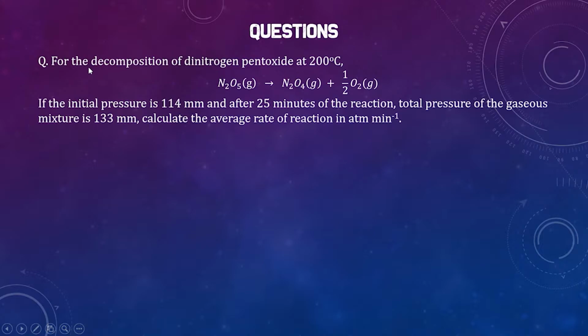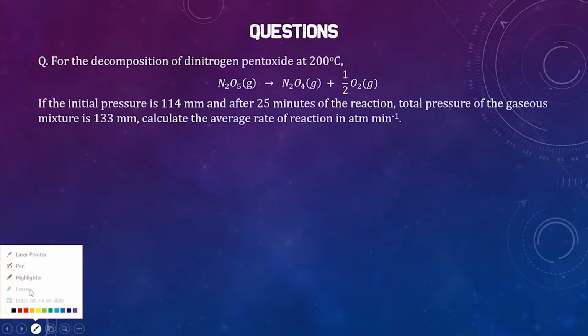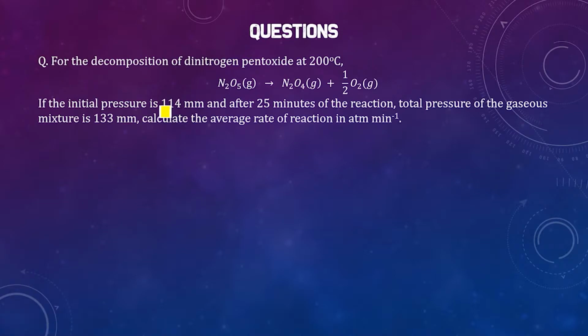The first question is about the decomposition of dinitrogen pentoxide at 200 degrees Celsius. The reaction is given over here, and you can see that the initial pressure is given. Yes, the initial pressure is 114 mm, and after 25 minutes of the reaction, the total pressure, and don't be confused, it is not the leftover pressure, it is just the total pressure, which includes the reactant as well as the product, is 133 millimeter. So you have to find the average rate of reaction in atm per minute.